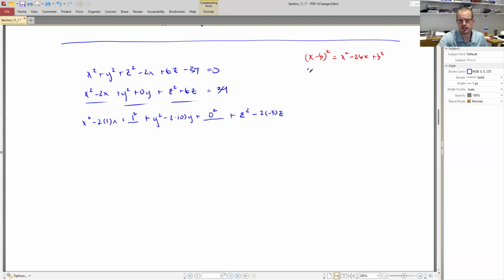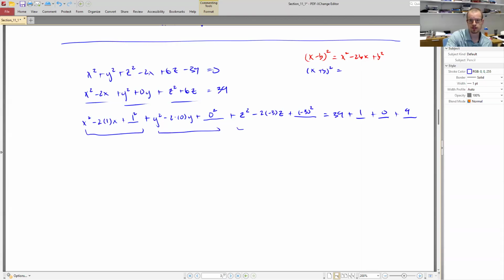And of course, I could look at the expansion of x plus b squared as well, but the goal is to write it as x minus, y minus, and z minus. So that's why I'm focusing on that. And then I need to add something to actually have the square completed, because I already had this thing. So I need to add this thing squared. And this is equal to 39 plus the 3 things that I added on the left-hand side. So 1 squared is 1, 0 squared is 0, negative 3 squared is 9. So I've completed the square, right?